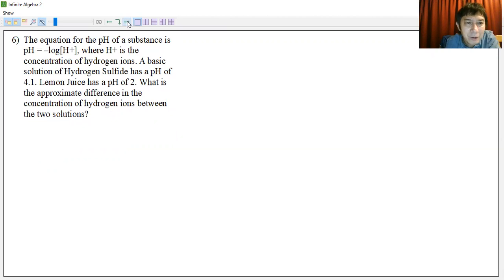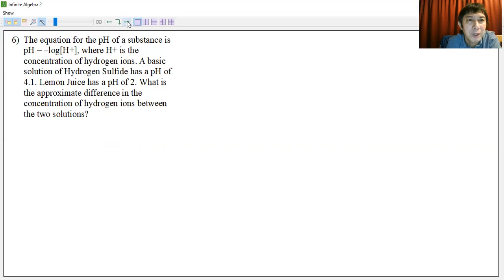This is something about chemistry. The equation for the pH of a substance is pH is equal to negative logarithm of H plus, the concentration of hydrogen ions. A basic solution of hydrogen sulfide has a pH of 4.1. Lemon juice has a pH of 2. What is the approximate difference in the concentration of hydrogen ions between the two solutions?